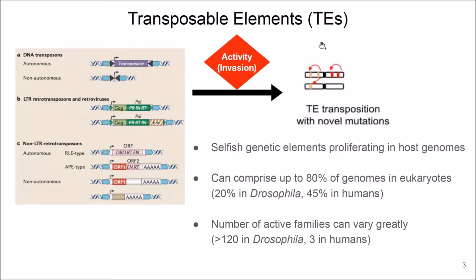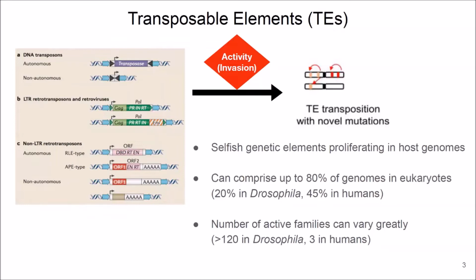And these transposable elements, or TEs as I will refer to them for the majority of the talk, can make up a large part of genomes in eukaryotes. So in some plants, up to 80% of the genome can be transposable elements. And in Drosophila melanogaster, we know that around 20% of the genome is made up by TEs, and in humans, it's much more, it's around 45%.